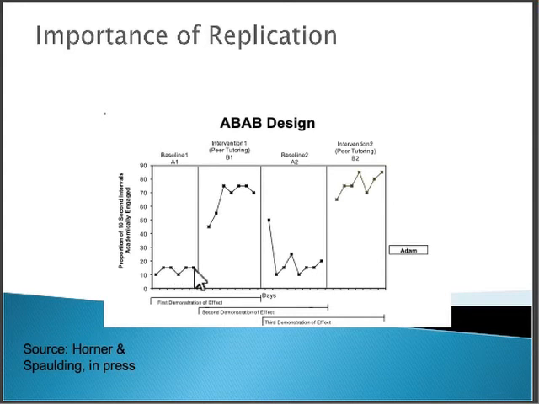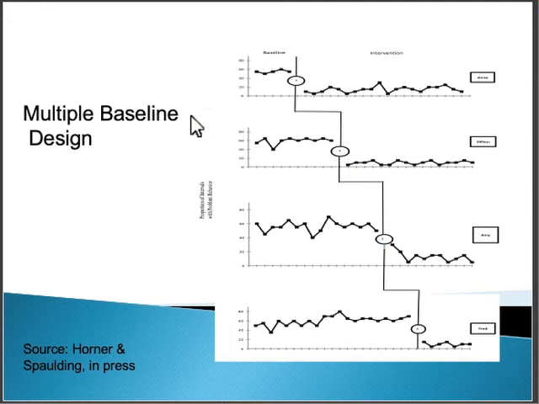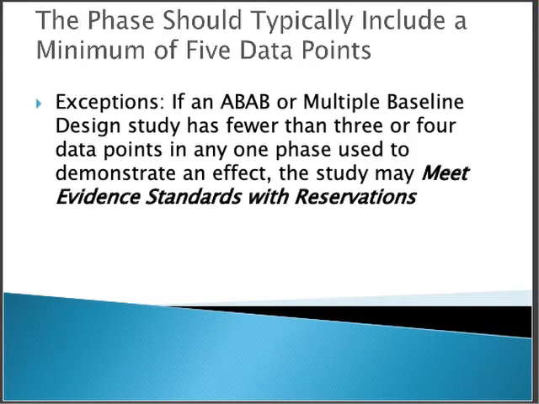So we have our first demonstration of effect, we have our second demonstration of effect, and our third demonstration of effect. And we also have the amount of data points that need to be in each one of them. Looking at the multiple baseline design, we have a demonstration of effect here, here, here, and then we actually have one more here. The phase should typically include a minimum of 5 data points. Exceptions: if an ABAB or multiple baseline design study has fewer than 3 or 4 data points in any one phase, the study may meet evidence standards with reservations.